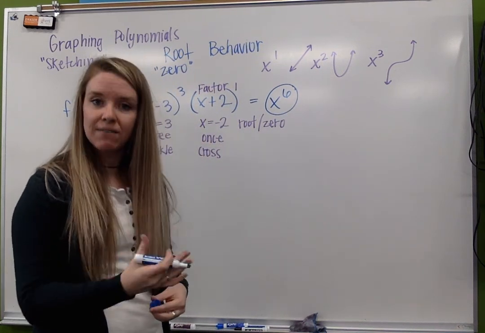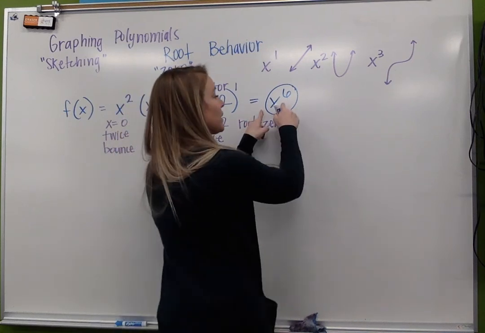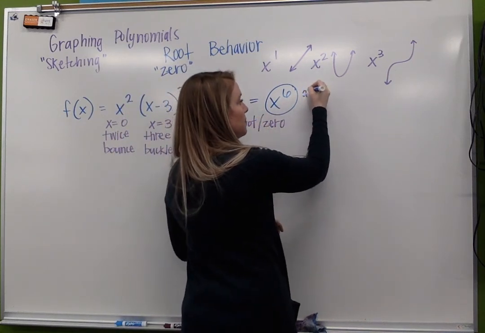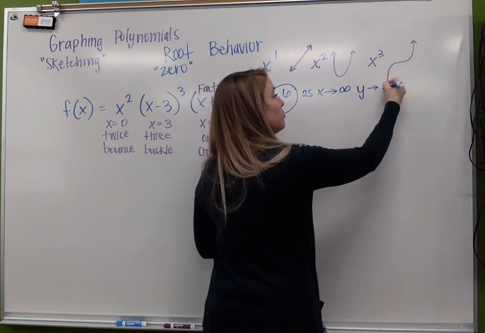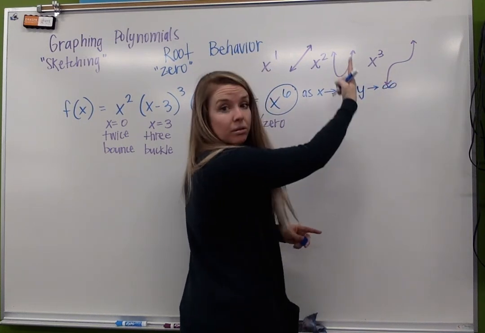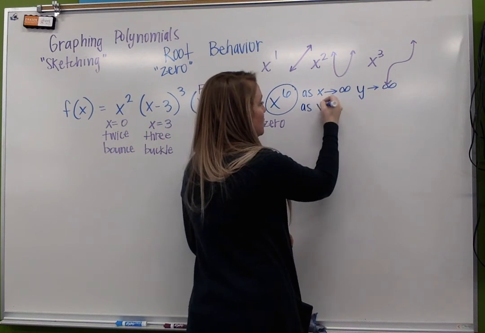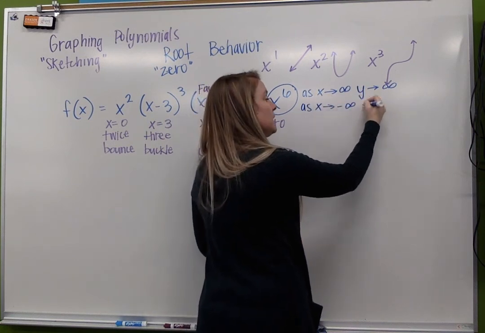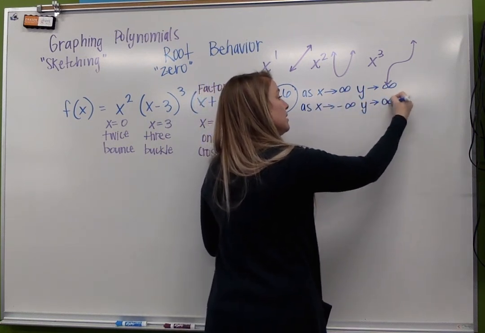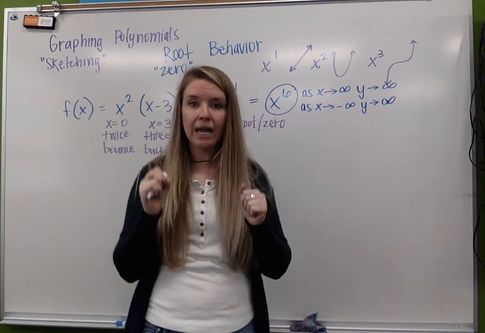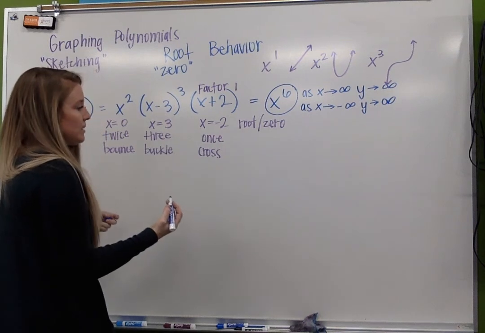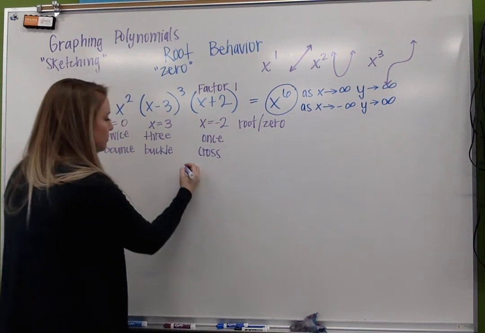And it's a positive x to the 6th. So what we're going to see here is our end behavior. As x approaches infinity, y is going to approach infinity, meaning up. As x approaches negative infinity, y is approaching infinity. Again, up. We're going to see that up behavior. So we can go ahead and we can sketch our polynomial.